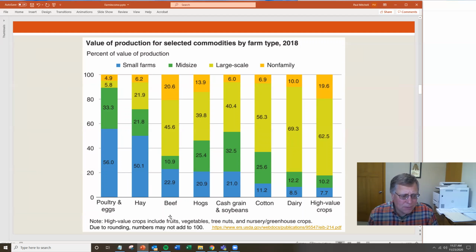And then you go to some other ones. One of the most non-consolidated is the egg and poultry operations over here, where 56% are in that small category. So you can get a sense of where the high value crops and the dairy are some of the more consolidated ones. Cotton is fairly consolidated, while some of these other ones like hay is a low cost industry. A lot of people have hay acres and produce hay. And beef is sort of in the middle there. Beef, hogs, and some of the cash grain operators are somewhat consolidated, but also there's room for non-large scale farms in there.